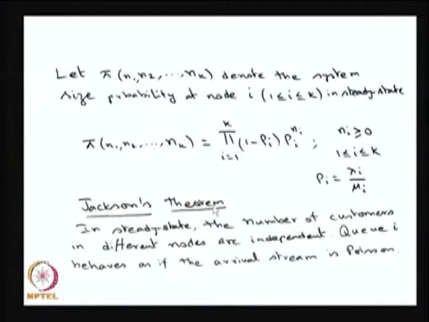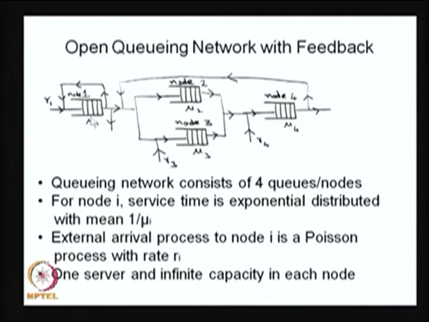So, Jackson's theorem says that in steady state, the number of customers in different nodes are independent. That means the behavior of the queuing system consists of the behavior of many independent nodes. Each node behaves as if the arrival stream is Poisson. So not only does each node behave independently, it behaves as if the arrival is going to be a Poisson for each node.